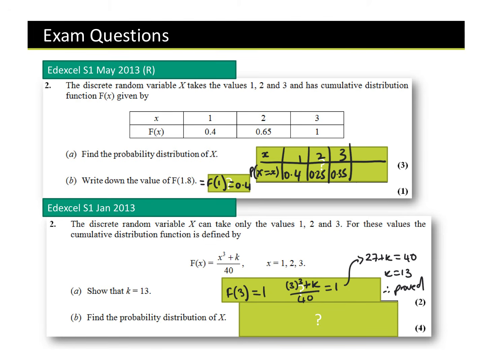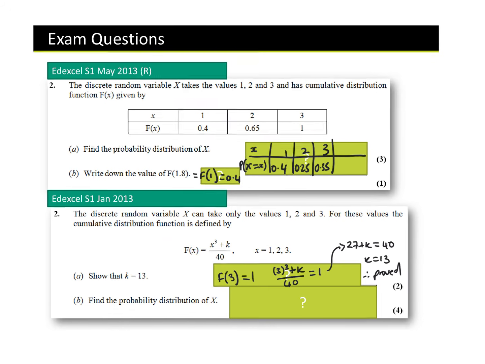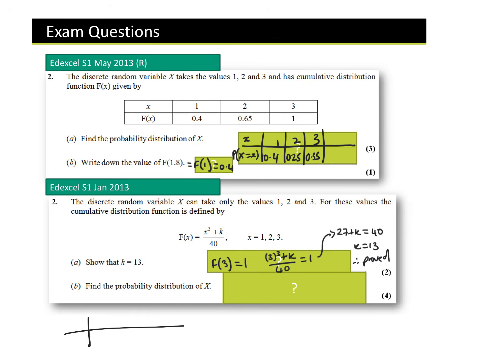Nice and simple. It now says find the probability distribution of x. Okay, it's really important that you notice it says here probability distribution of x. If you want to start with the cumulative frequency distribution, you can do that and then work your way backwards. So we have f of x, and we know the only values are 1, 2 and 3. So we know if k is 13, for 3 this is 1. If we substitute in our value of 1 in here, we're going to get 1 plus 13 is 14 over 40.